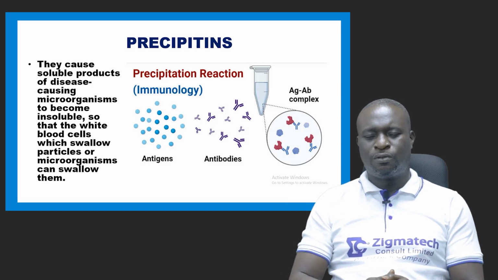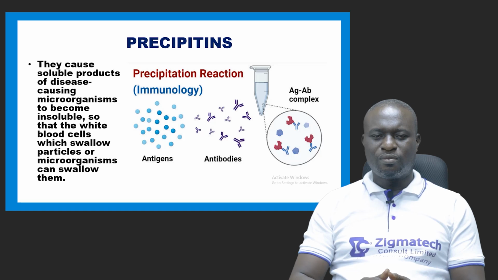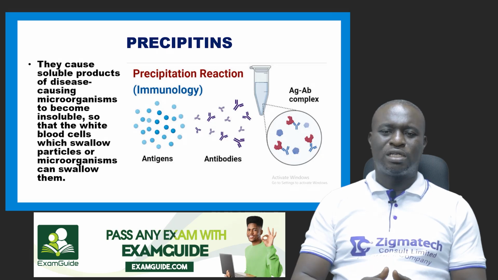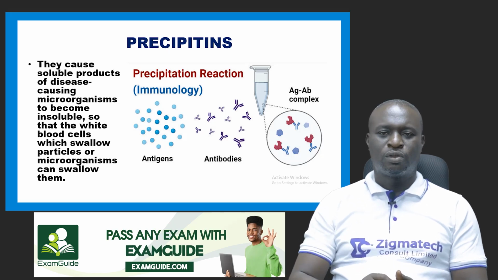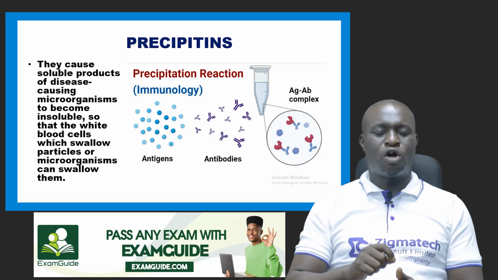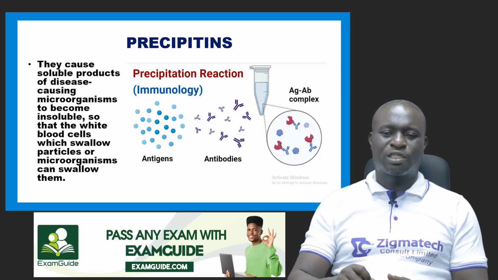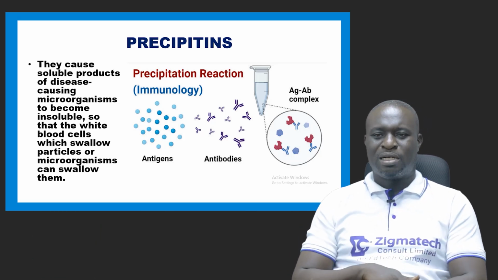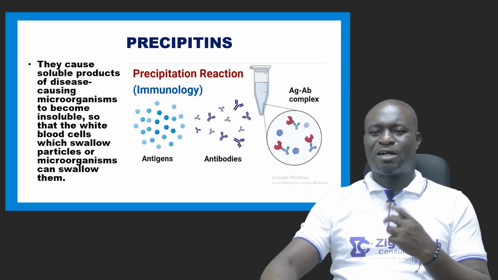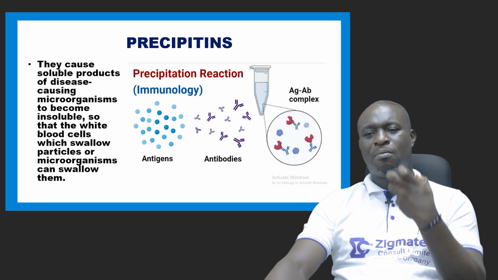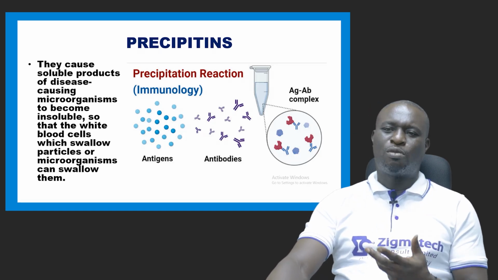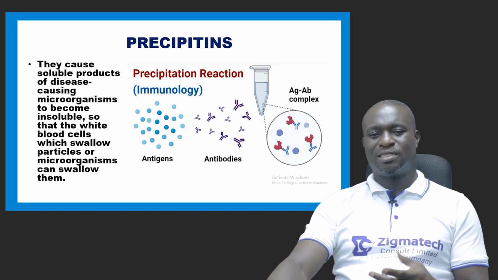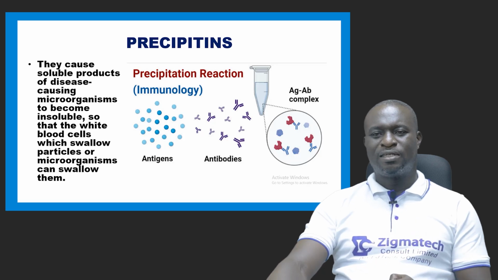And the last one is called the precipitins. Now, the precipitins cause soluble products of disease-causing microorganisms to become insoluble, so that the white blood cells which swallow particles or microorganisms can swallow them. That is the phagocytes, okay? So the phagocytes can actually act on those microorganisms. So these are some of the types of antibodies and the ways they help to defend the body.